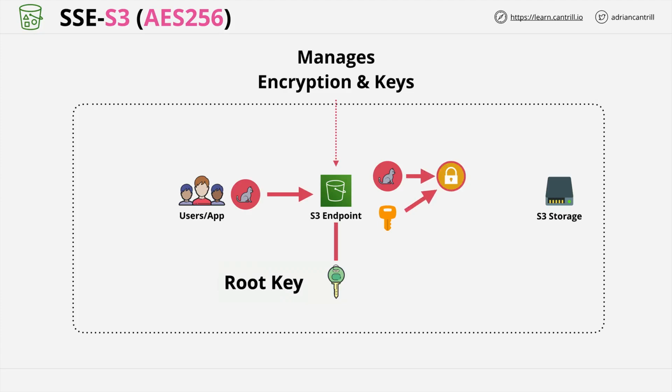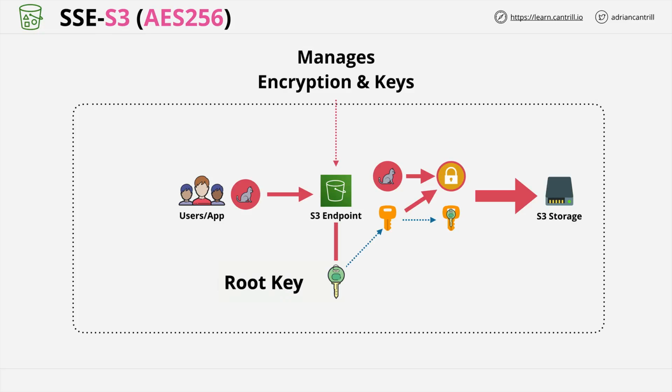Then the root key is used to encrypt that unique key, and the original unencrypted version of that key is discarded. What we are left with is a ciphertext or an encrypted object and a ciphertext or an encrypted key, both of which are stored persistently on the S3 storage system with each other. So these are stored side by side. With this method, AWS take over the encryption process.